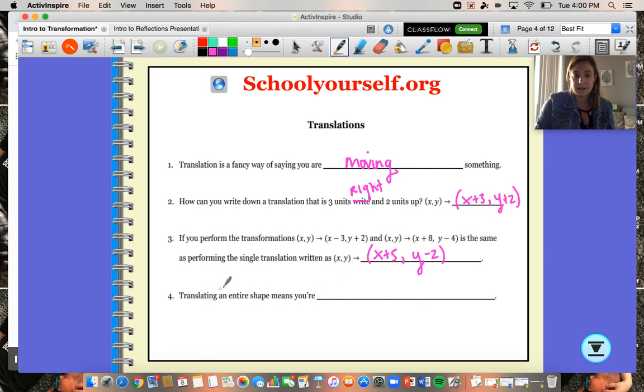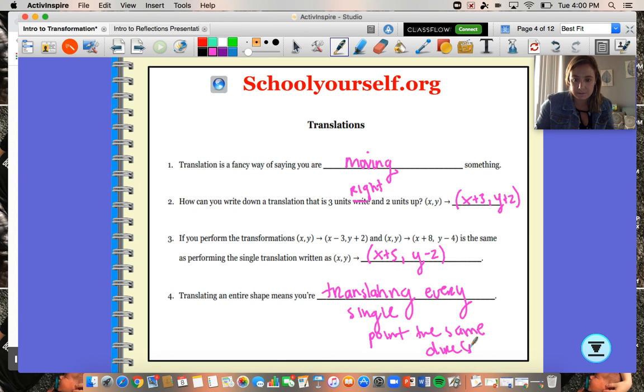Translating an entire shape means you're translating every single point, which for something like a rectangle, do the vertices, right? Pick out key vertices or key points that would allow you to make sure that it's maintaining its shape. If it's rigid, it's maintaining its shape and size. It shouldn't be changing. Every single point, the same direction and amount. That's probably not the exact wording. So let's do some practice with that.